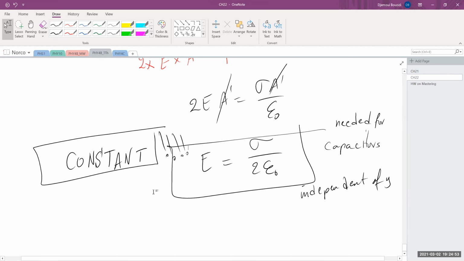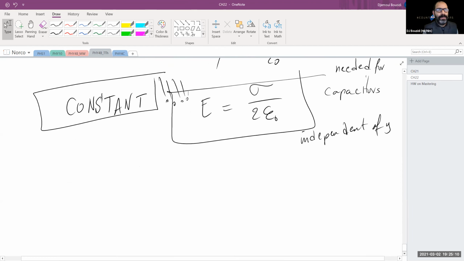Yes. Pretty loud. Remember this result. It's very, very important, okay? This is a very, very important result for the electric field of the plane because it's going to have immediate implications for our capacitance later on down the road, okay? So that is why this result is important, okay?